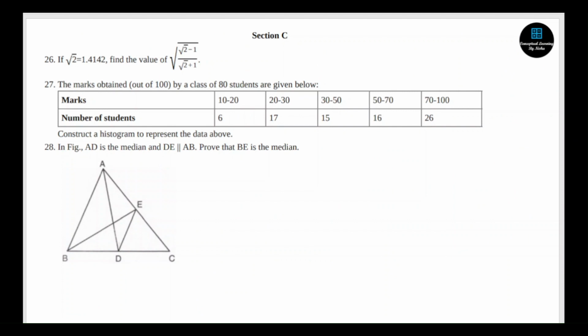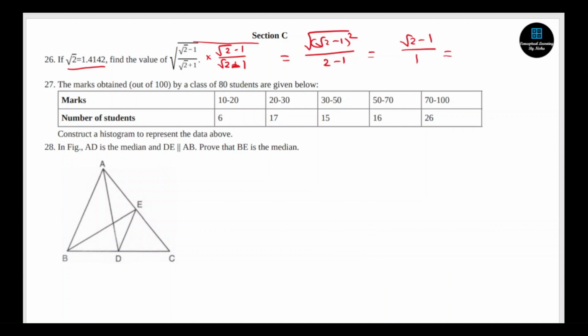Now let's start with the next section. Okay, section C. These are 3 marker questions. Now we are given this value and you have to find this. So first of all, rationalize this. So root 2 minus 1 upon root 2 plus 1. So what do we get? This is root 2 minus 1 whole square, and down it is root 2 into root 2, 2 minus 1. So this is 1. Now the square root goes, so you will get root 2 minus 1 upon 1.